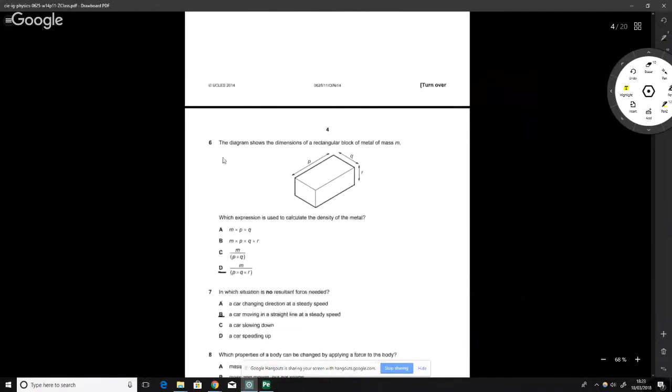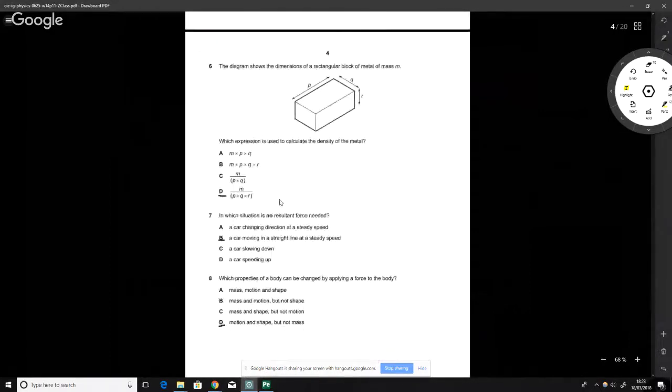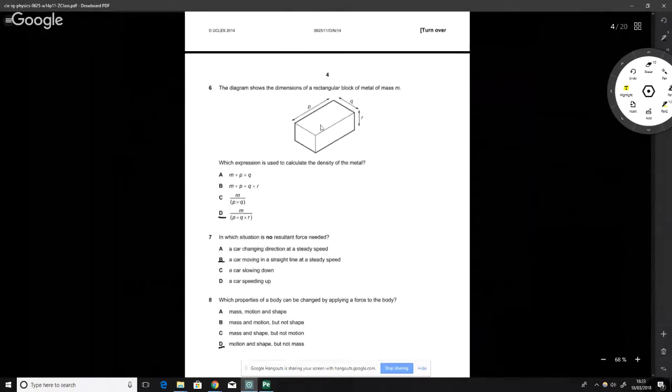All right, this is just asking you to calculate the density. So you just need to divide the mass by the volume. What is the volume? It's that times by that times by that. But the mass, just divide the mass by the volume, and we'll get the density of the metal.